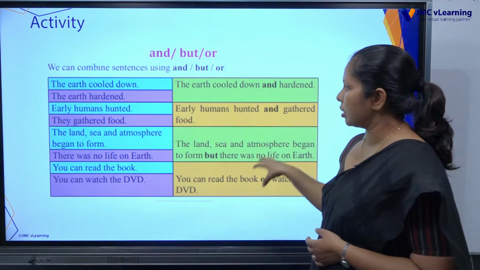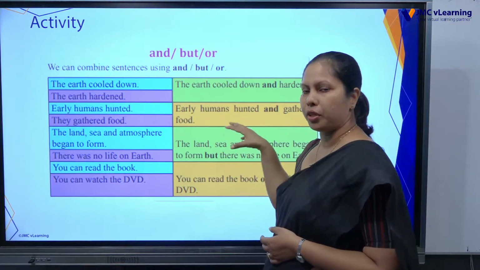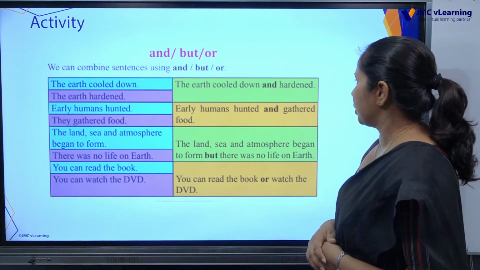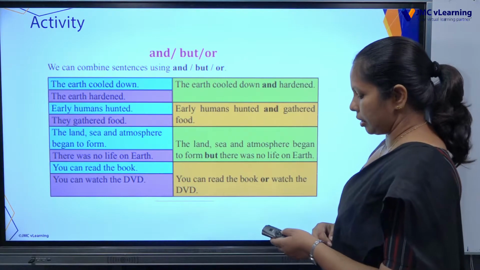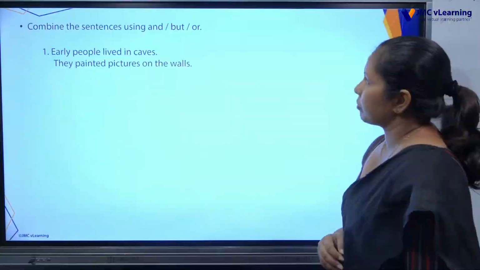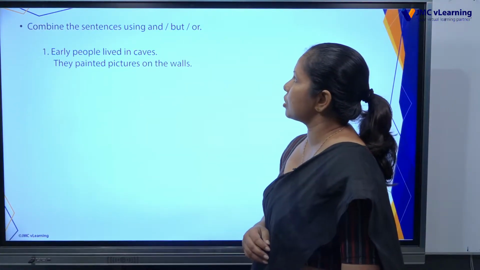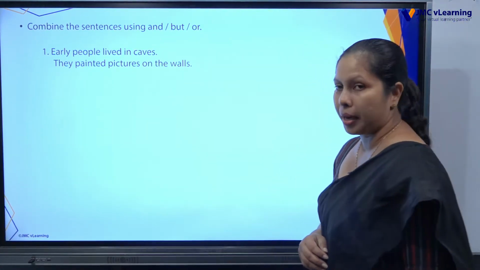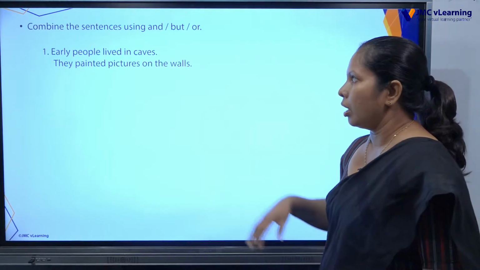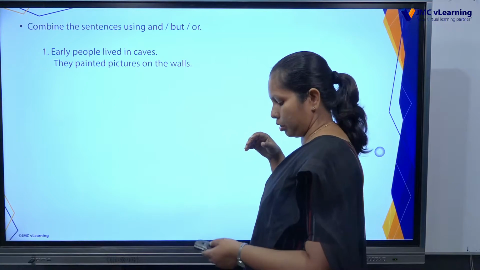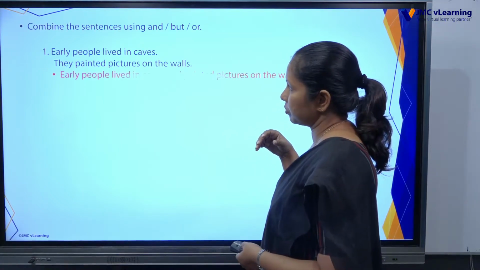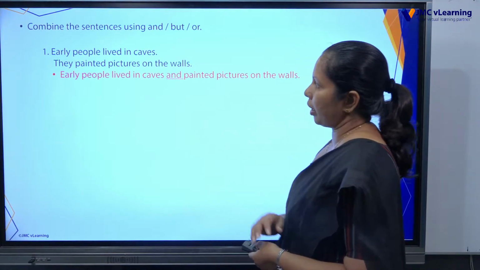So, these examples were given in your pupils book, and, but, or. So, we will discuss more about this. Combine the sentences using and, but, or. Now, this exercise is taken from your book as well.